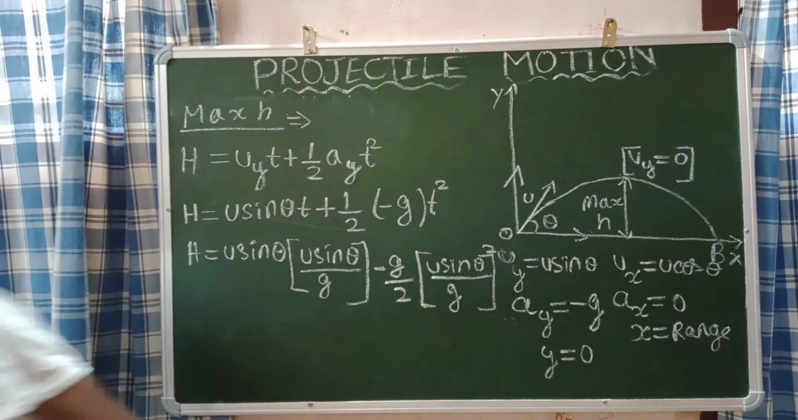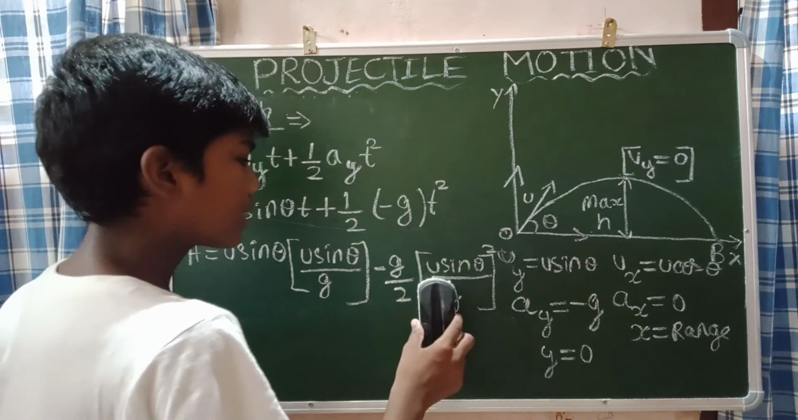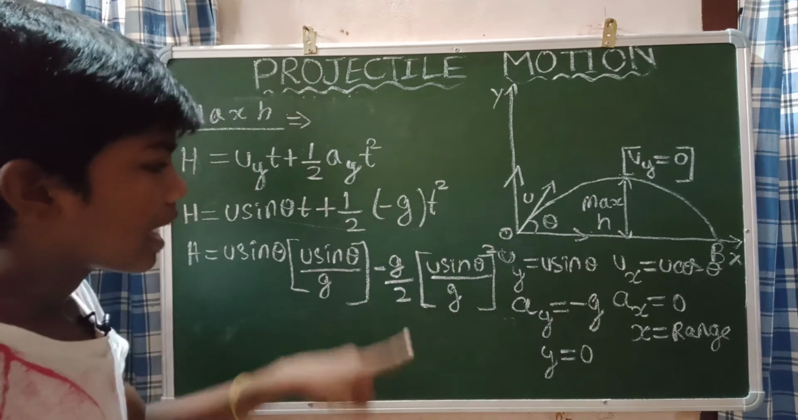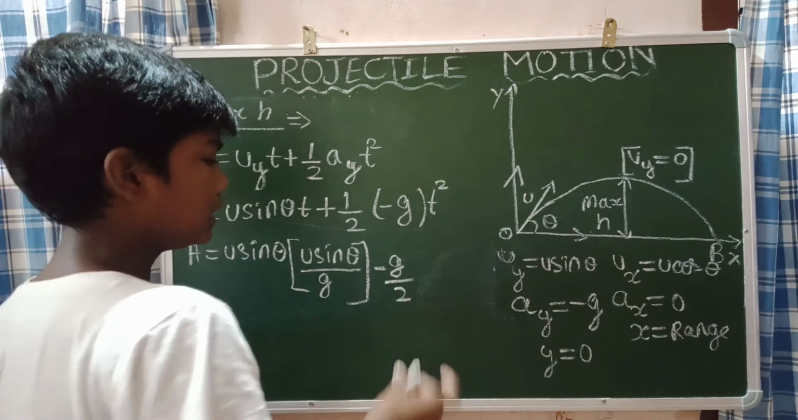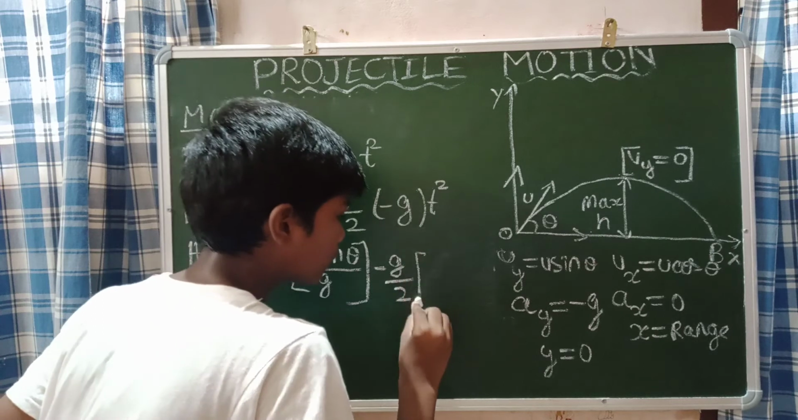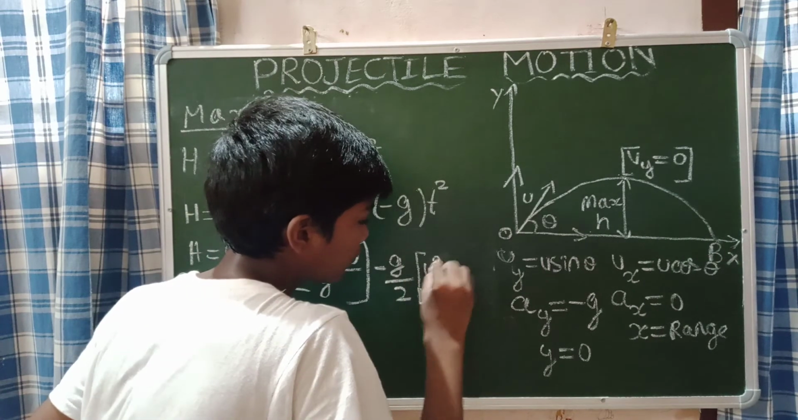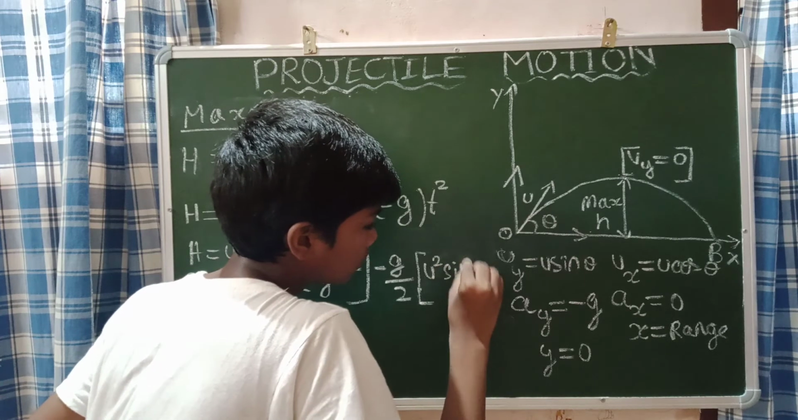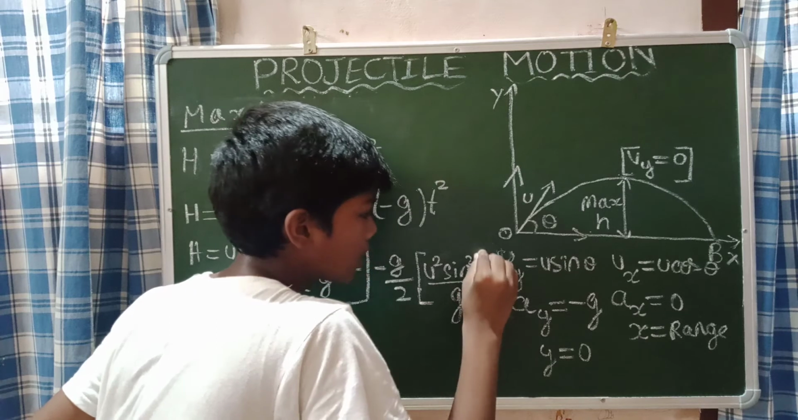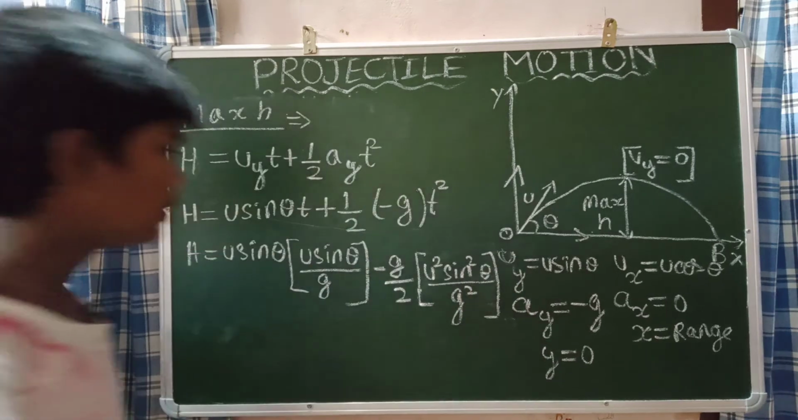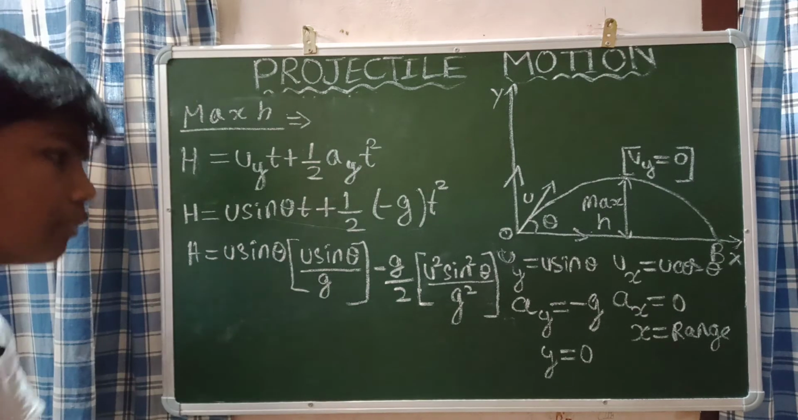Now tell me, guys, what is u sin theta divided by g whole square? That is u square sin square theta divided by g square. I can write it like that, because u sin theta divided by g whole square means u square sin square theta divided by g square. This is how the equation becomes.